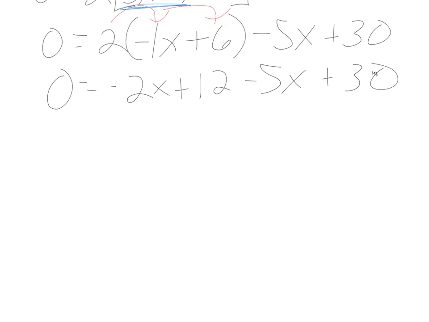Now let's combine like terms. Everything on the right side we'll look at to see if we have any like terms. I've got a negative 2x and a negative 5x, which is negative 7x. I've got a plus 12 and a plus 30, which would be a positive 42.